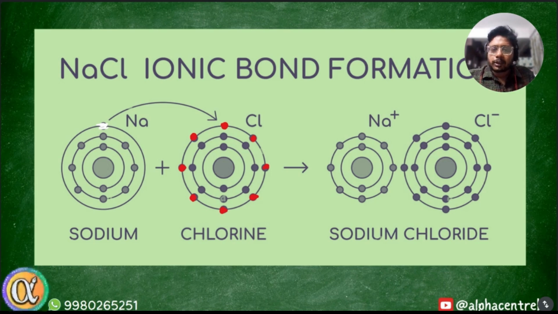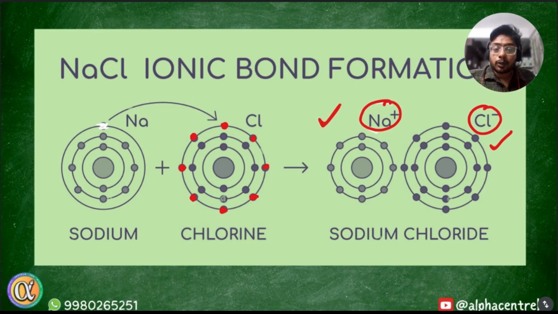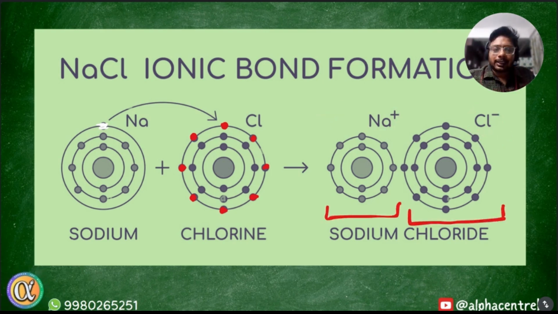So sodium loses one electron and turns into a positively charged cation, Na plus. Similarly, chlorine gains an electron and turns into a negatively charged anion, Cl minus. This one is called the sodium cation, while this one is called the chloride anion. Now, nature says that positively and negatively charged species, if they are in close contact or nearby, start attracting each other. Due to this attraction, they stick to each other. A positive and negative attraction is generally a very strong attraction, not a weak one, and they form a strong ionic molecule.